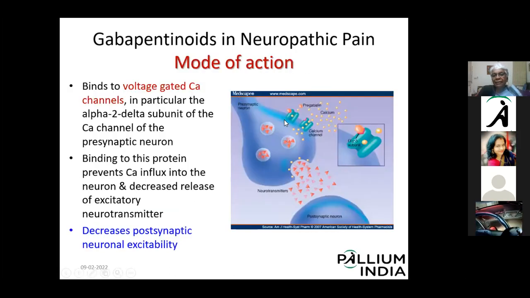These drugs act by binding to the voltage-gated calcium channels, particularly the alpha-2 subunit of the calcium channel in the presynaptic neuron, by which it prevents the influx of calcium into the presynaptic neuron and consequently the release of these excitatory neurotransmitters into the synaptic cleft, ultimately exciting the postsynaptic neuron. These excitatory neurotransmitters could be glutamate, aspartate, etc.